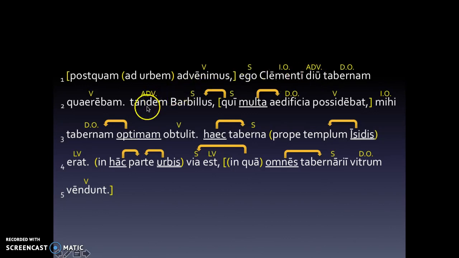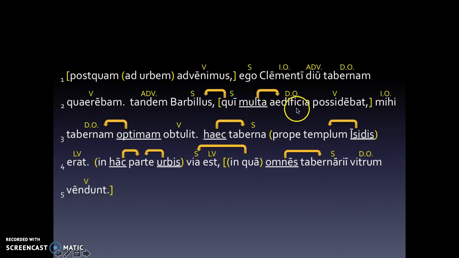All right, next sentence. Tandem is an adverb. Barbillus is our subject. We've got qui, a relative pronoun, so we're going to use our bracket to start our relative clause. And it ends with a verb, so we put our closing bracket here. Now let's see what's inside. Qui is nominative, it's our subject. And remember, the antecedent of a relative pronoun will always be the same in number and gender. This is masculine singular. So is Barbillus, so that's its antecedent.